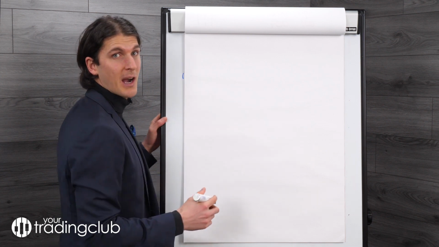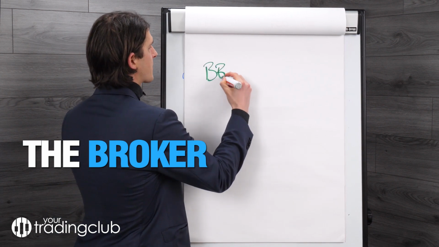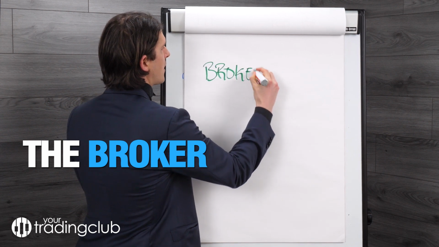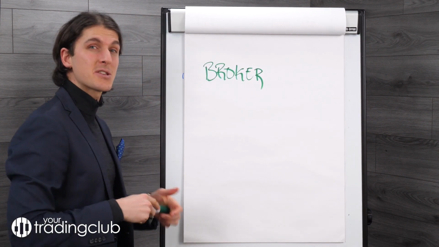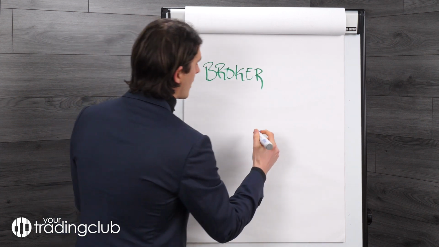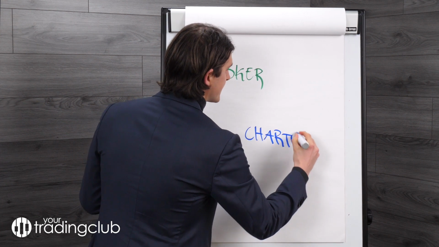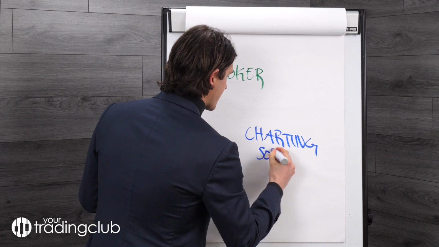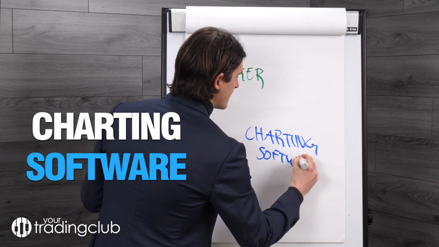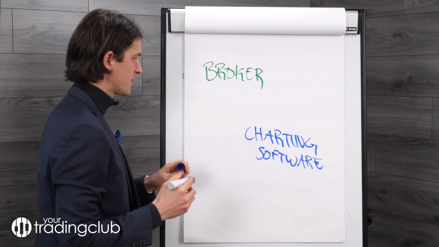So there's two types of software you need. You need the broker. And yes, there are more as well, but these are the necessary ones in the beginning. And you need the other one, which is the charting software. So those are the two that you need.